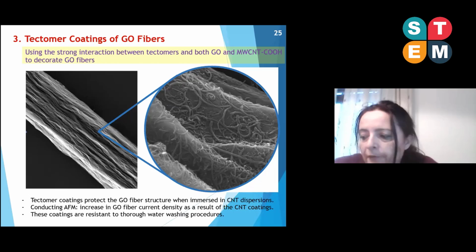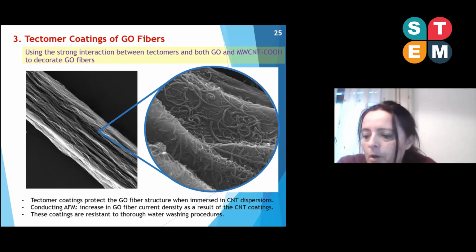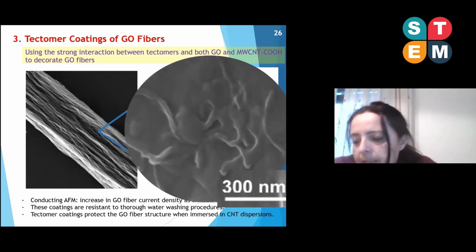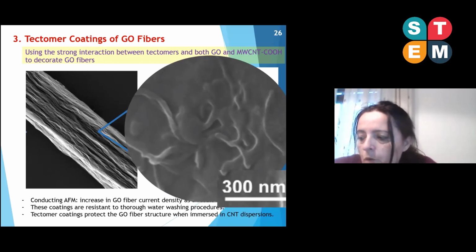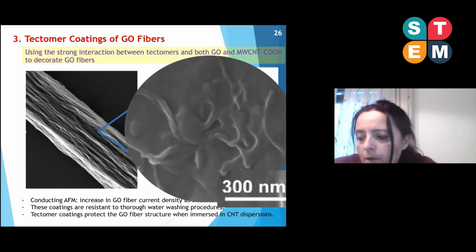By conducting AFM, we measured an increase in GO fiber current density as a result of the carbon nanotube coatings. Such carbon nanotube Tectomer coatings were extremely resistant to long water washing procedures. The simple procedure for carbon nanotube functionalization of GO fibers used here can be considered as an alternative approach to other strategies for carbon nanotube functionalization and coating of substrates.